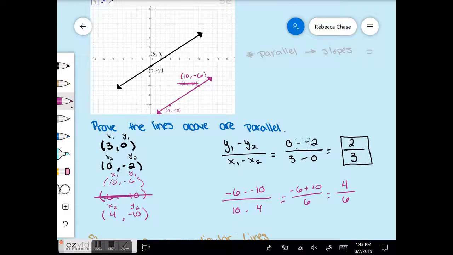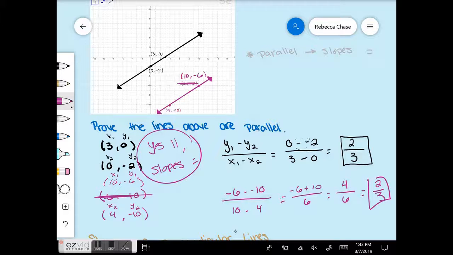Now, we look at that at first and we say, okay, that's not the same as the one above. But if I simplify this, that's going to end up being 2 over 3. So we can say, yes, they are, and I'm going to simplify, parallel because the slopes are equal. Okay? Now, you're going to hate me for this. I'm going to show you a super simple way you could have done that.